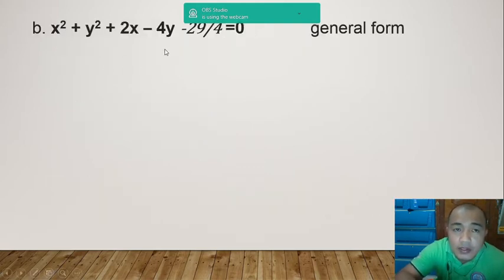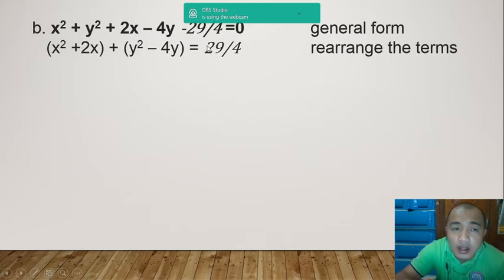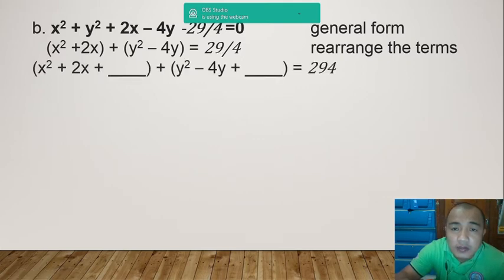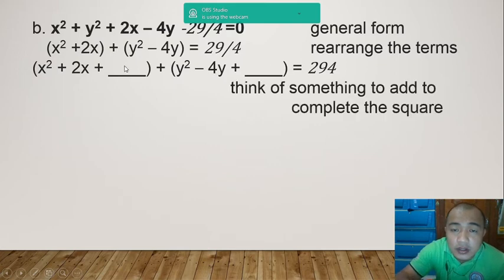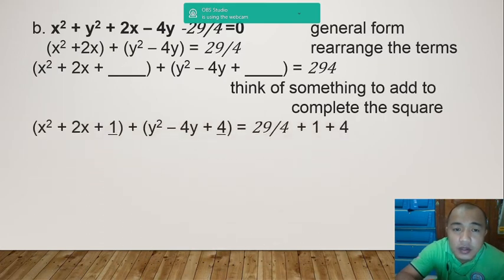x squared plus y squared plus 2x minus 4y minus 29 over 4. Ayan, rearrange the terms. x squared plus 2x, y squared minus 4y, transpose negative 29 over 4. Then let us complete the square. What will we add here? We'll add 1 and we will add 4 here, right? Divide this by 2 square, divide this by 2 square. So, 4, 1, done. Ayan. Then, whatever we added to the left side, 1 and 4, add it to the right side of the equation.